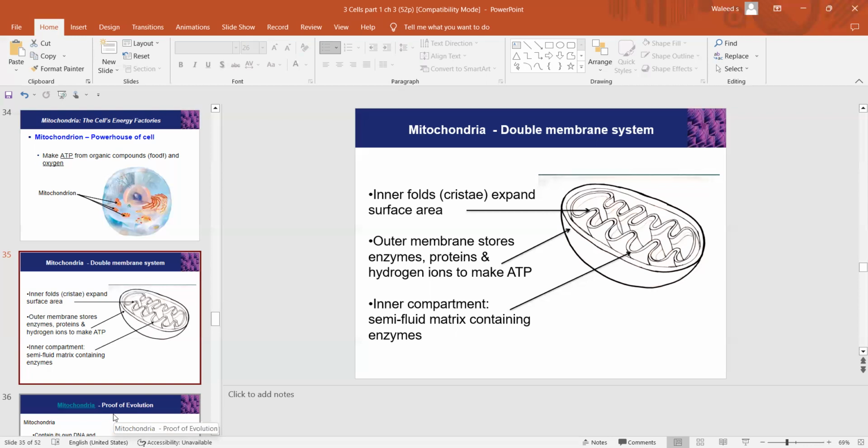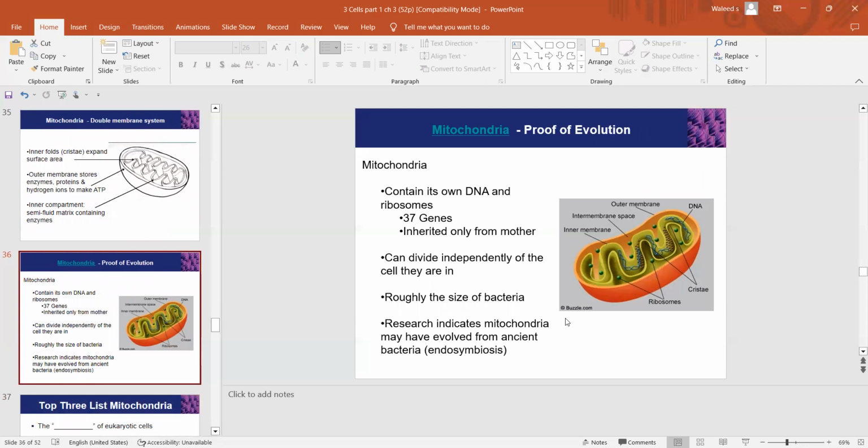You make ATP and use oxygen. Here is how it looks again. This is the outer membrane, the orange. The inner membrane is the green. Inside the inner one is called the matrix, and the matrix contains enzymes. The outer one also contains enzymes, but also protein and hydrogen to make ATP. What else do we need to know about the mitochondrion? Important. This is important.